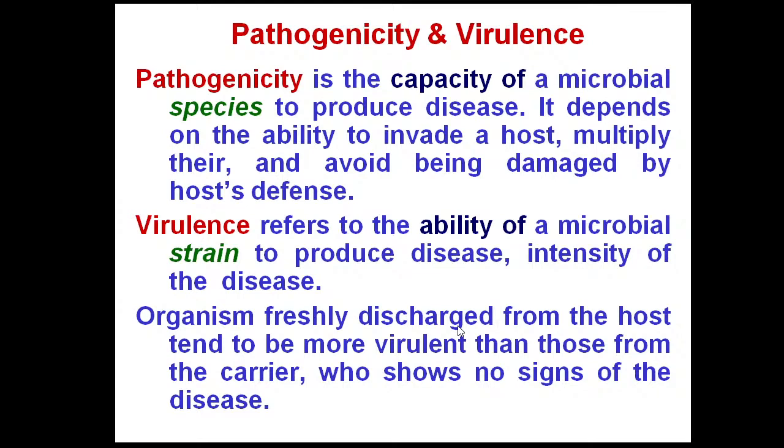So now, we are going to discuss two important properties, or characteristics, of microbes: pathogenicity and virulence. What is pathogenicity? It is the capacity of a microbial species, my dears. I would like to underline that this property is attributed to particular species of bacteria, the capacity of the microbial species to produce disease.